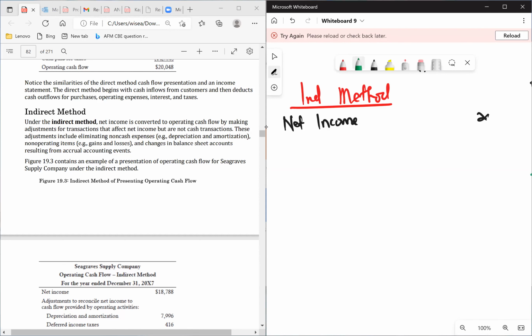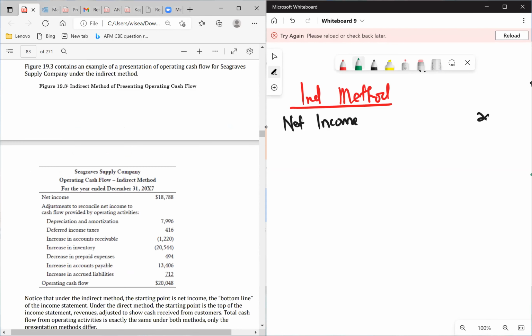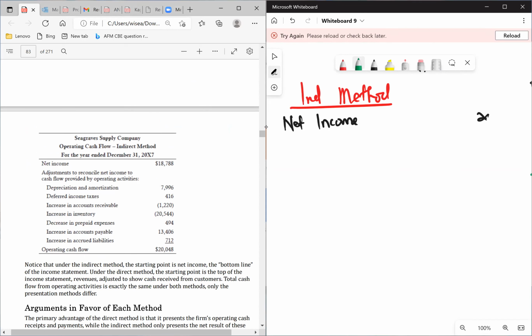If they say Seagate Supply Company has a net income of 18,788, and then the adjustments required, depreciation will be added back, depreciation and what? Amortization will be added back.